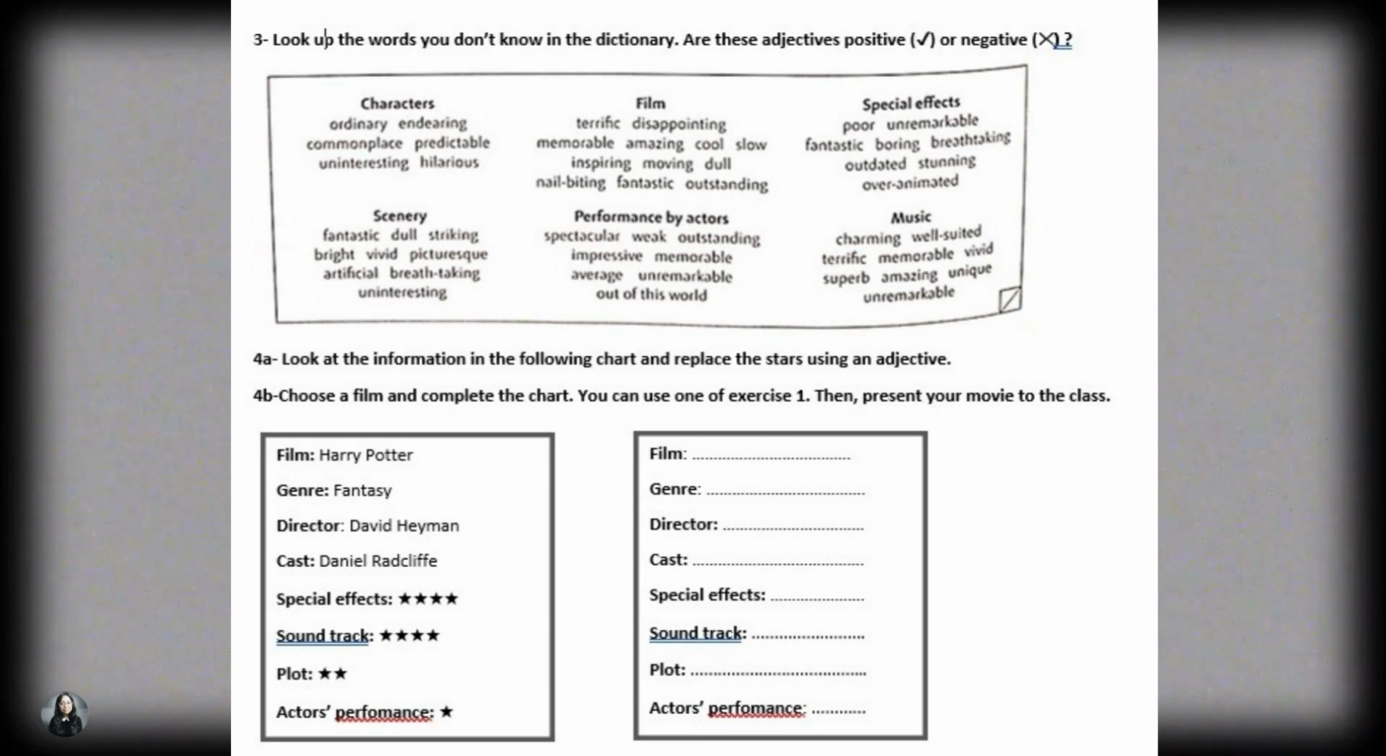We expect our students to use the new vocabulary together with structures they already know to express their opinions. For example, I think the plot is unexpected. Or, in my opinion, the special effects are breathtaking.